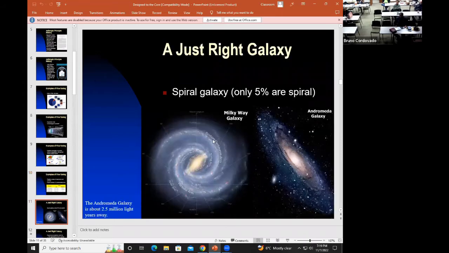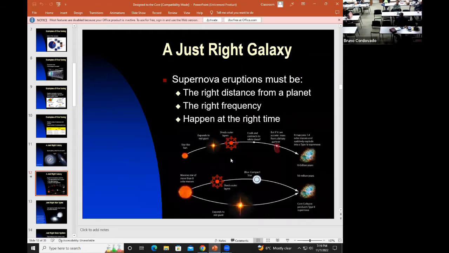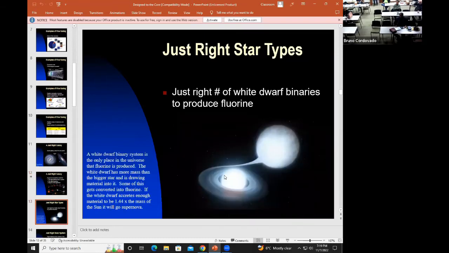You need to have the right galaxy. And only a spiral galaxy can support life, and about 5% are spiral. And we're going to see in the video later, there's a few more conditions regarding galaxies. You need just the right galaxy so you have enough supernova explosions to produce all the elements. You need to have what are called white dwarf binaries, because that's the only place in the universe where you can produce fluorine.